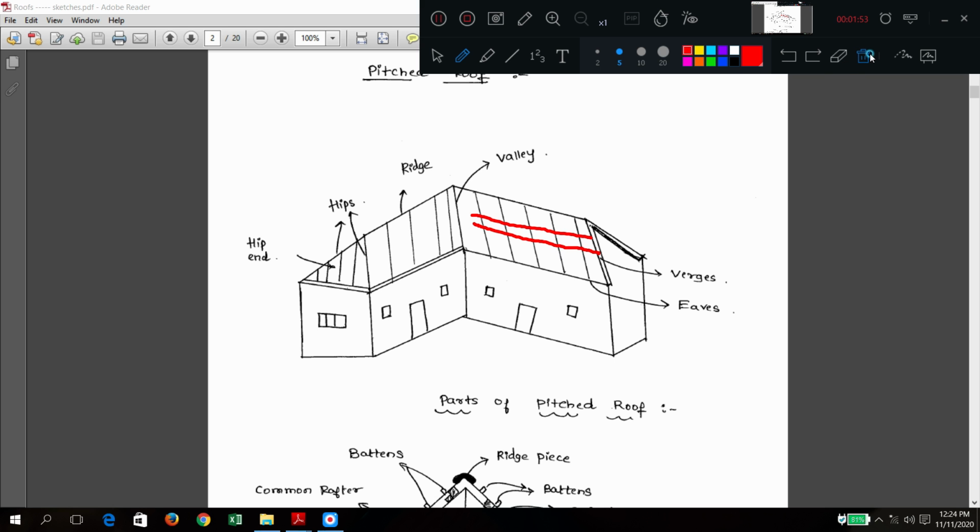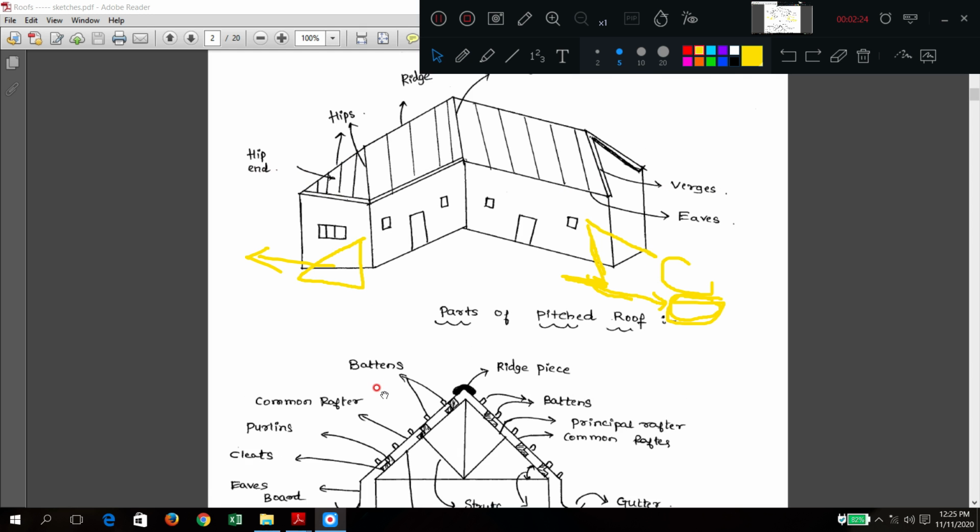Now in this one, can you see this last portion? It is called the hips or hip end. Here one more thing: verge means the edge portion of the slope. And eaves means the bottommost portion where you have provision to collect the rainwater. These are called eaves. We will see the diagram one by one.